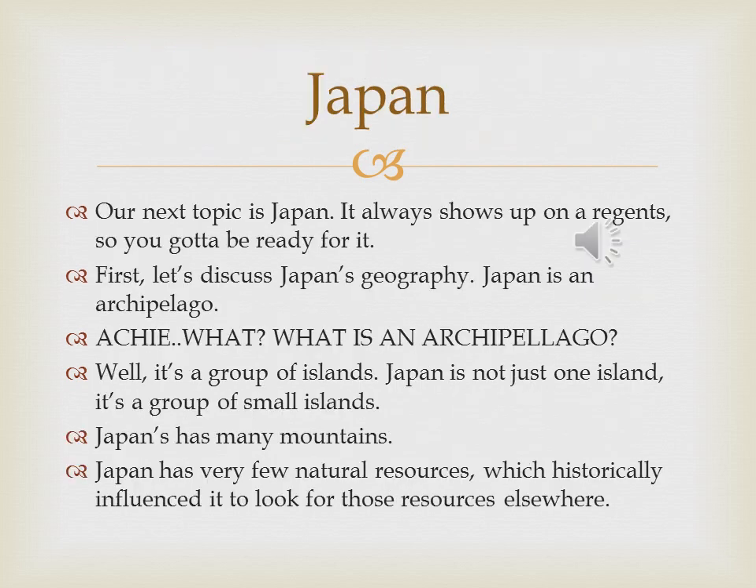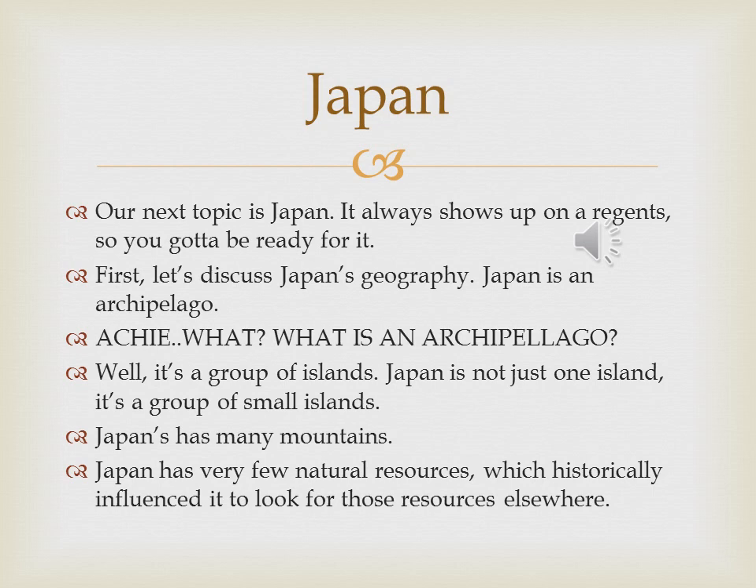Japan, that's our next topic. And it always shows up in the Regents in one way or another, so you kids gotta know it. So first, let's just discuss Japan's geography. Japan is an archipelago. What, you might ask? What the heck is an archipelago? Well, it's a group of islands. Japan is not just one island, it's a group of small islands.